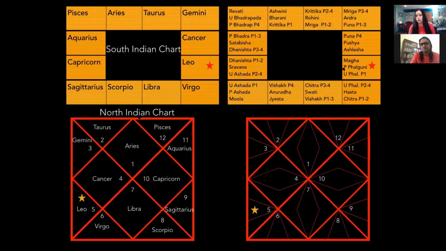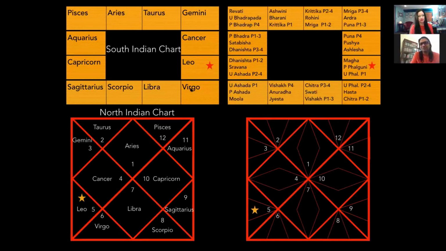I love both charts. They both have their beauties. In the North Indian chart, you can really see how the houses aspect each other. Yeah. But in South Indian, you've got the stability that you always know that the mutables are always in the corners, so I love them both.